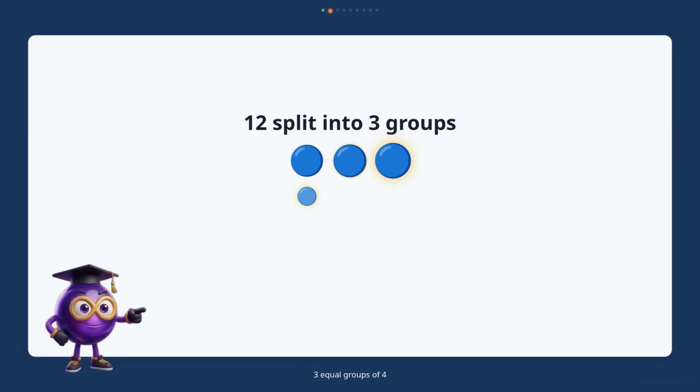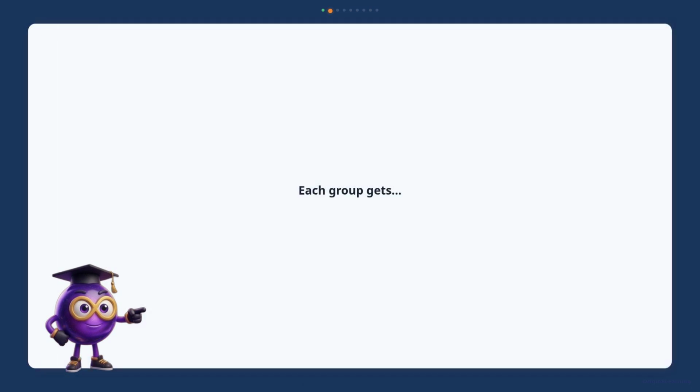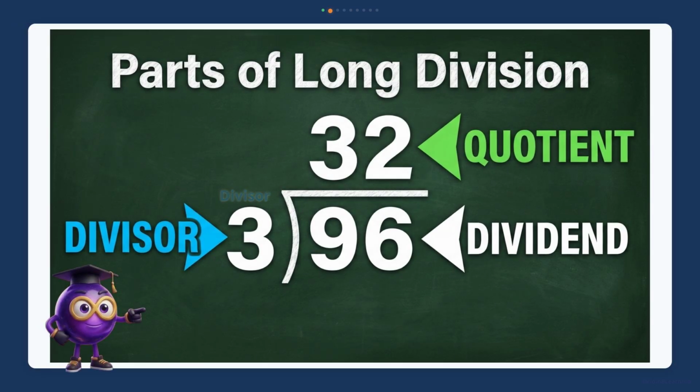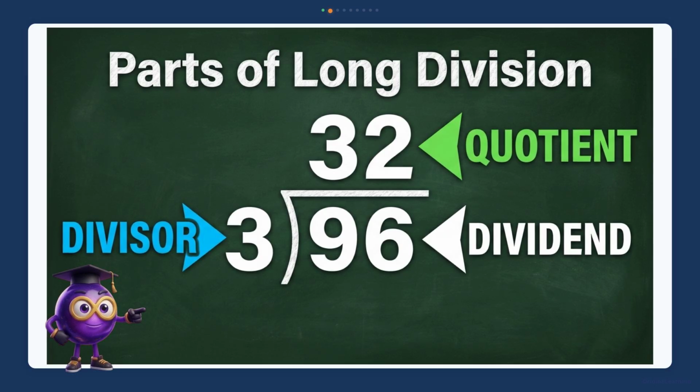Quick review. 12 divided by 3 means splitting 12 into 3 equal groups. Each group gets 4. 12 divided by 3 equals 4. We write it with this special bracket. The divisor goes outside, the dividend goes inside, and the answer goes on top. This layout is called long division.